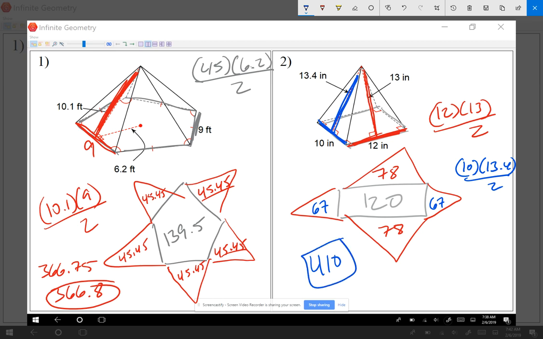So we have one base and triangles. One triangle per side. Question number 1, my base had 5 sides, so 5 triangles. Question number 2, my base has 4 sides, 4 triangles. If you happen to get a base with 20 sides, then 20 triangles. All right. Any questions on these two?